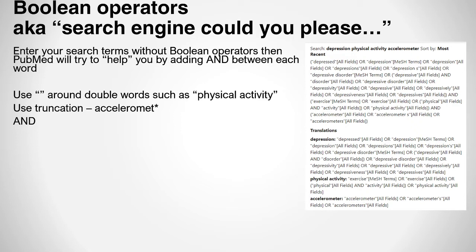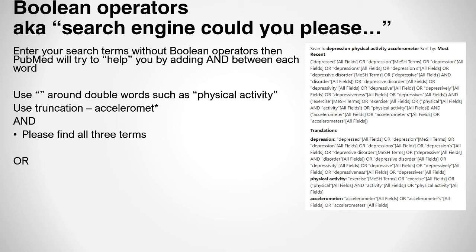But the main Boolean operators are and, or, and not. So if you put and in between two search terms, what you're asking PubMed to do is find all of these terms, thank you. So if I put and in between depression, physical activity, and activity monitor, I'm asking PubMed to find papers that have used all of those terms.